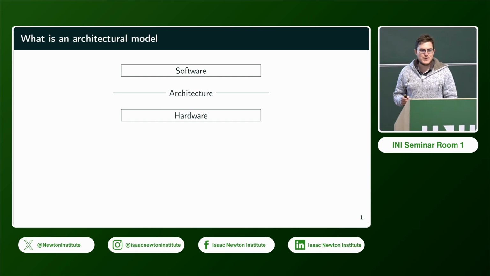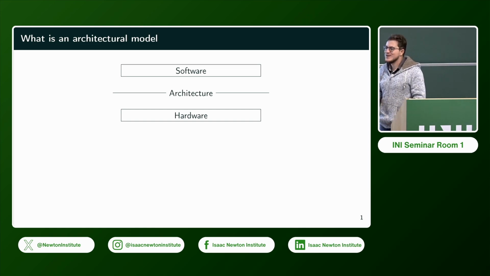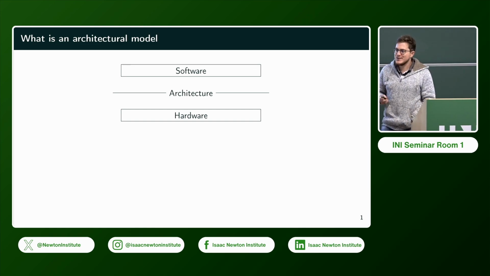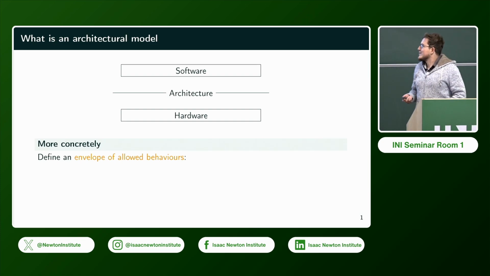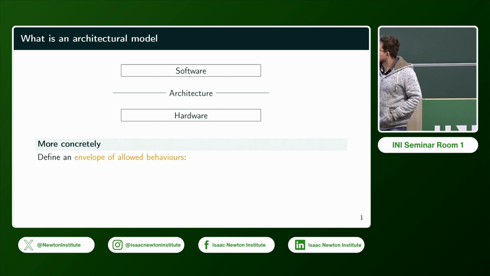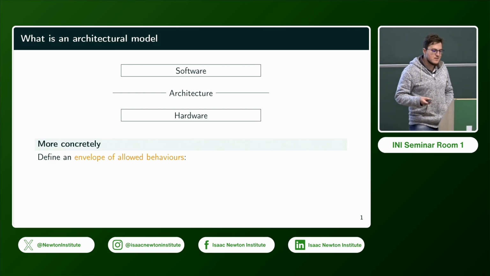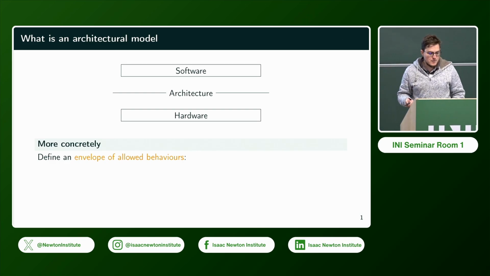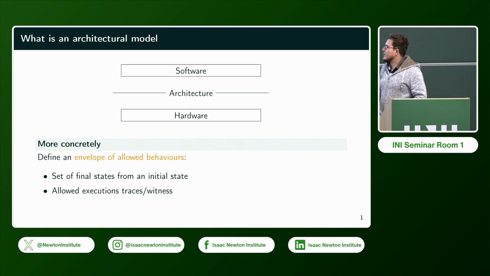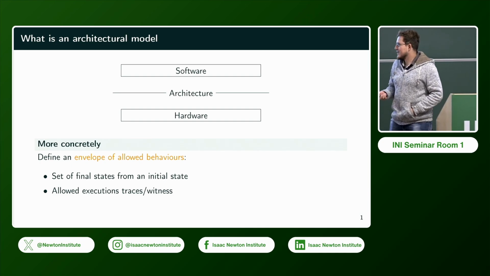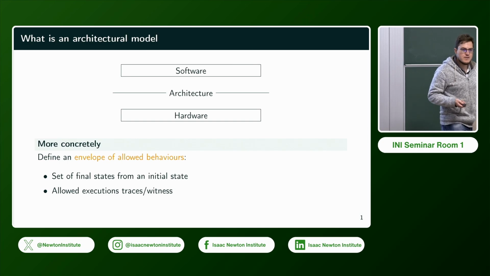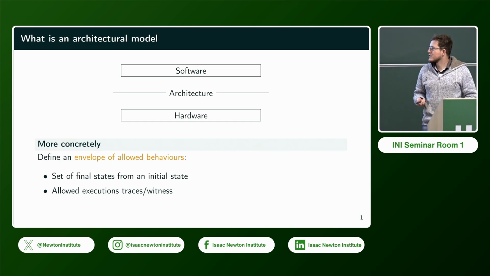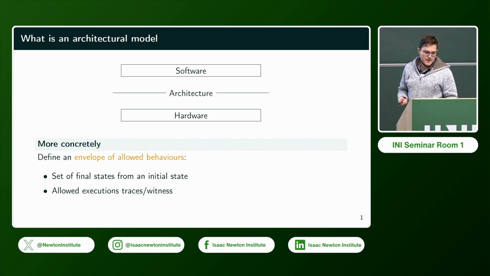And for that property to be true, the architecture contains a bit more than what we would actually want it to contain. But more concretely, the goal is to define an envelope of allowed behavior that software can observe. And that is the only sane thing to do. So either we can think about a set of final states that are reachable from a given initial state, or we can be more precise by defining sets of allowed instruction traces or witnesses.